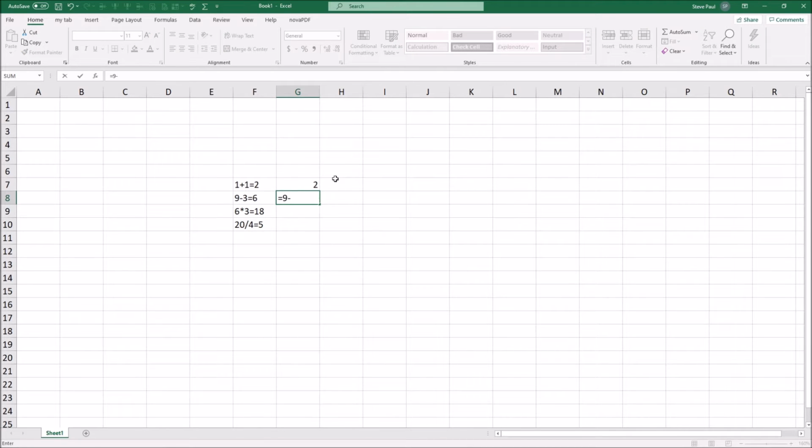9 minus 3, and then equals, and then 6 times 3 rather. We get 18, and then have it equal 20 divided by 4. And we have 5. Now, as you can see, we have the formula in the formula bar, not the answer.